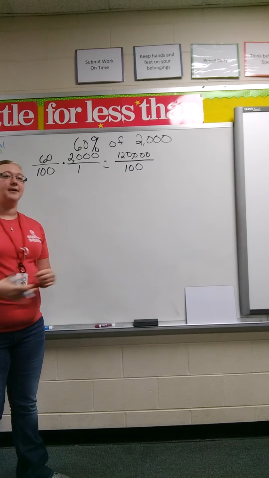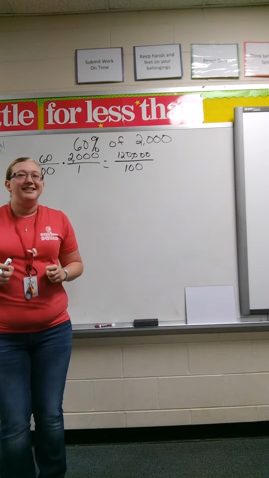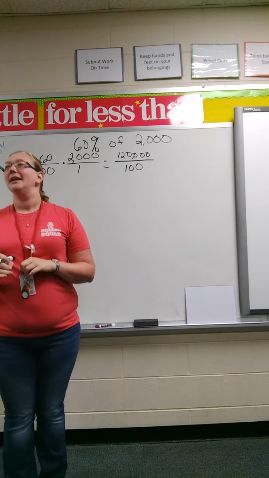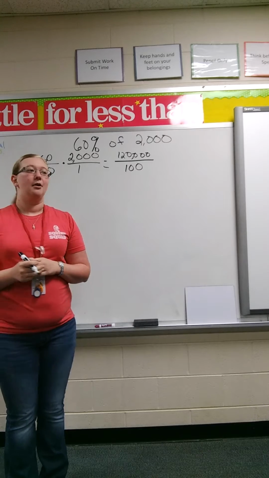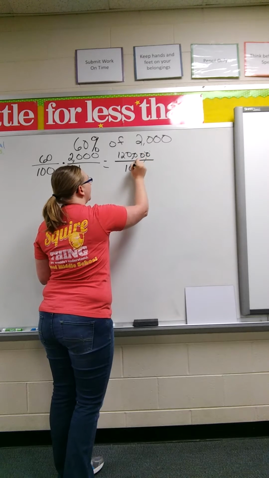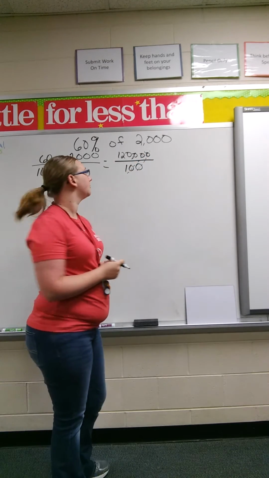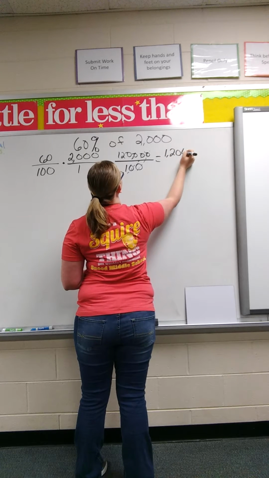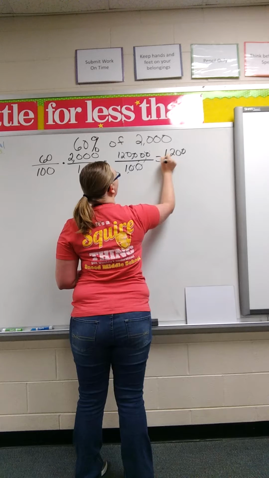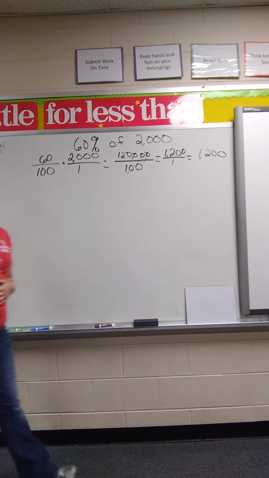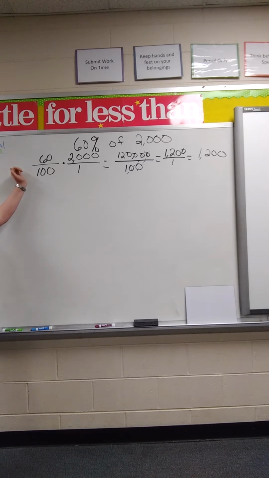Then we need to simplify. Good news, if we have zeros in our numerator and zeros in our denominator, and that 0 is at the end, our zeros cancel. So that would be like dividing by 10, dividing by 100. So that leaves us with 1,200 over 1, which is 1,200. Option A, using a fraction.